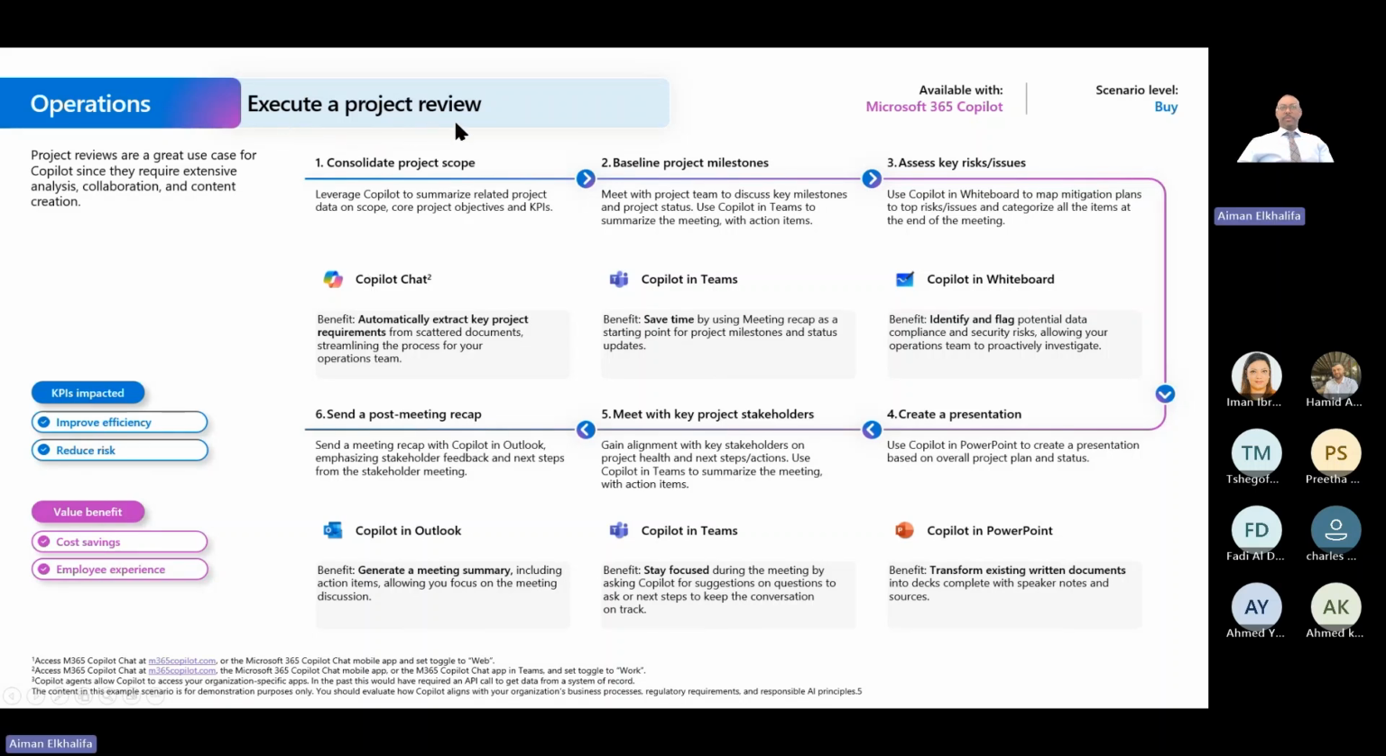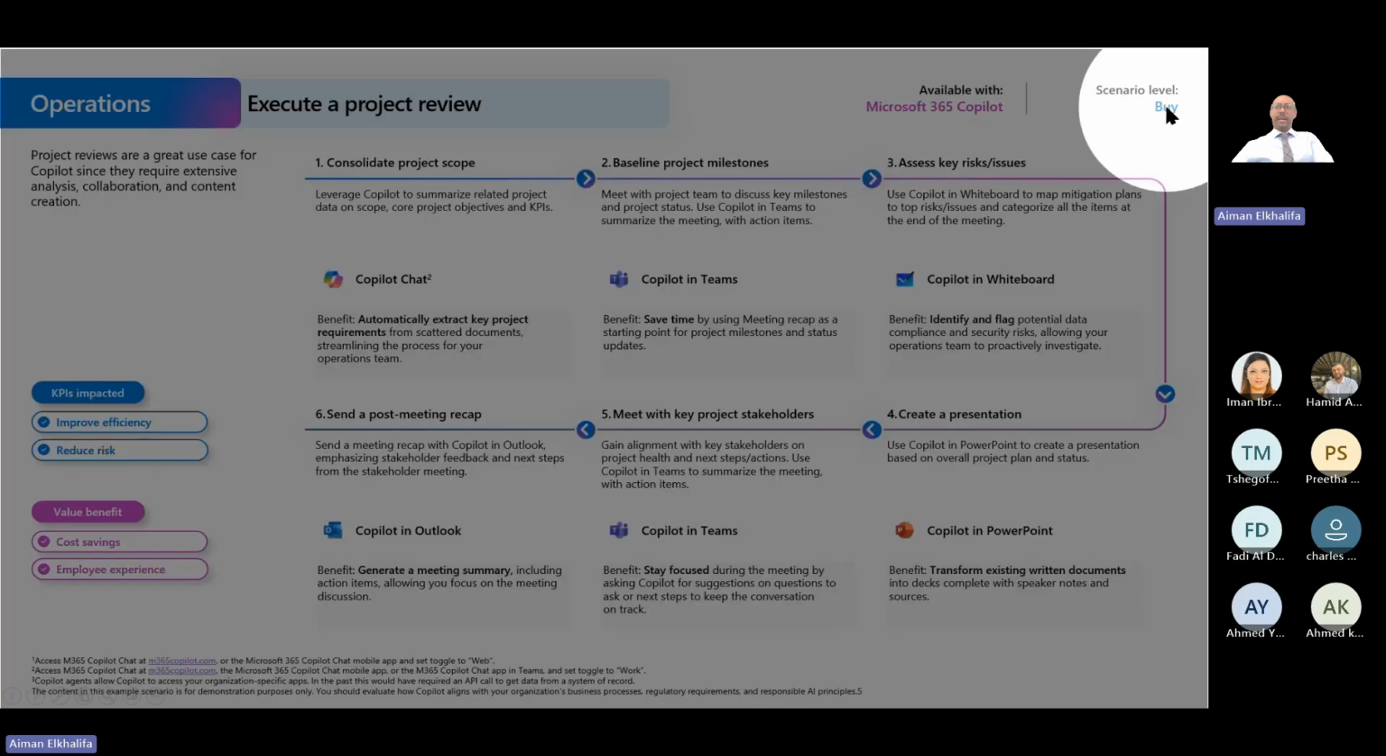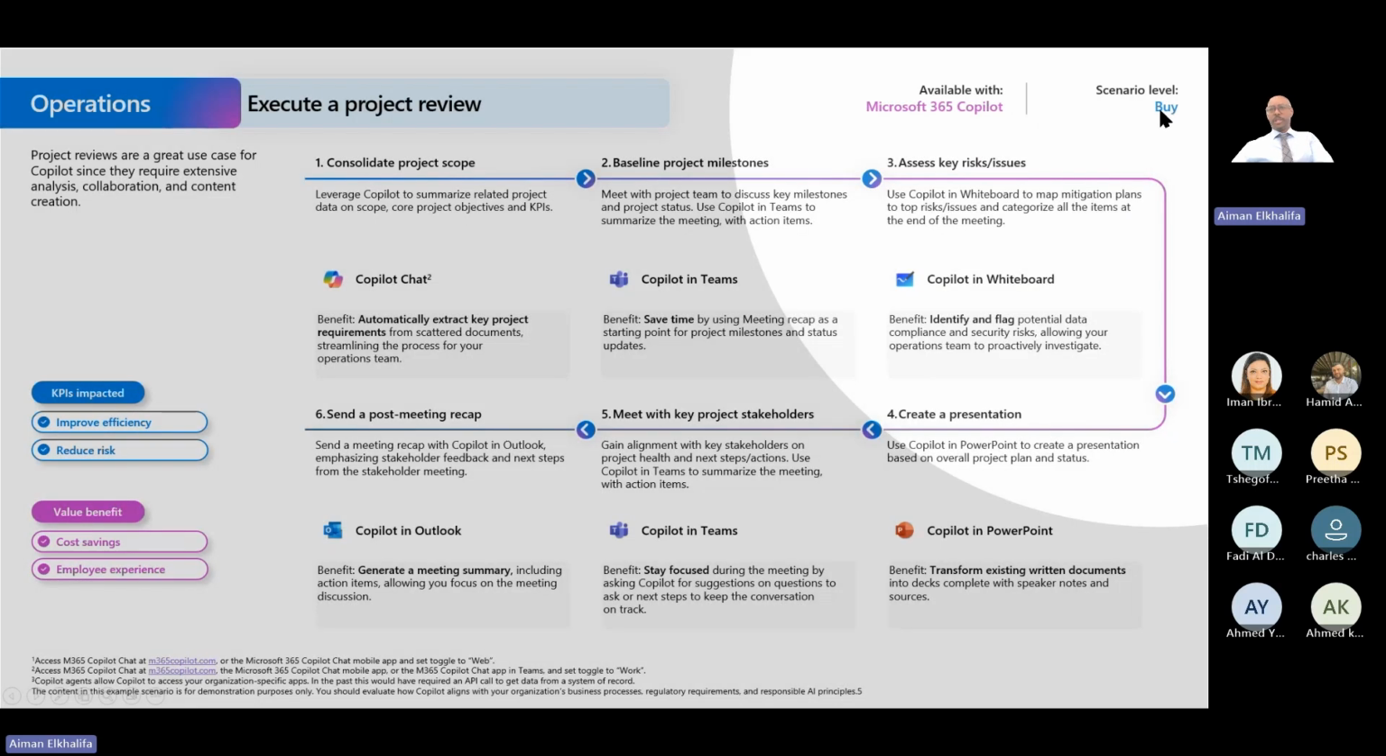Execute a project overview. Well, impacted KPIs, you see? Improve efficiency and reduce risk, and then the value benefit out of this scenario. Let's take a look at this scenario. The effort of this scenario is two, which is buy, because you need the license, because look what's included: Copilot Whiteboard, PowerPoint, Teams, and so on. So this is Microsoft 365 Copilot.